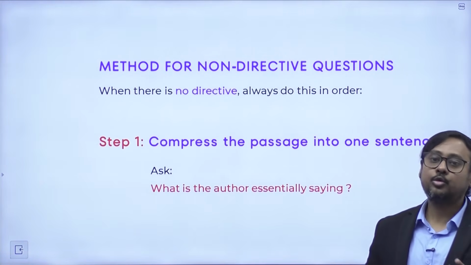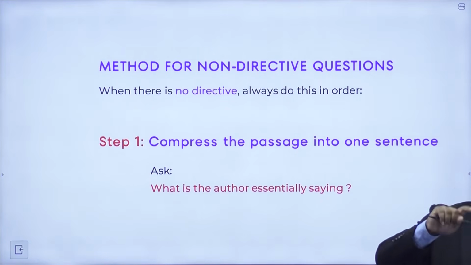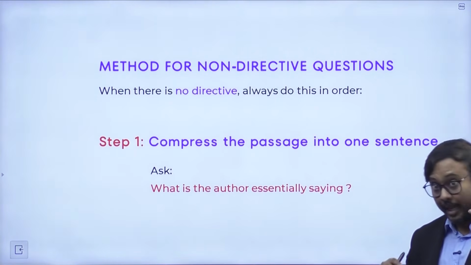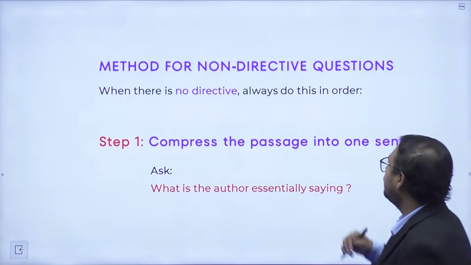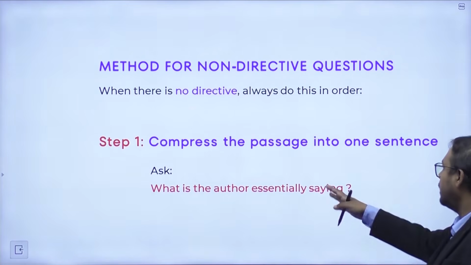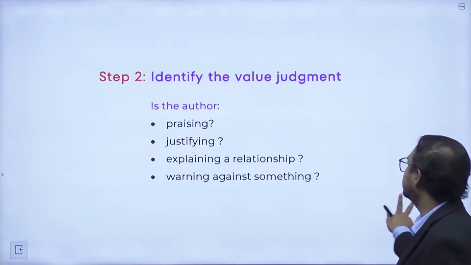Those are the easy ones. How do we do them? Same as assumption or inference. We have to locate and identify. In this we don't have to detect anything, because it is not an assumption, but it has to be from the passage. Okay. So the method for non-directive questions, where there is no directive, always do this in order. First, compress the passage into one sentence. Ask what the author essentially is saying.